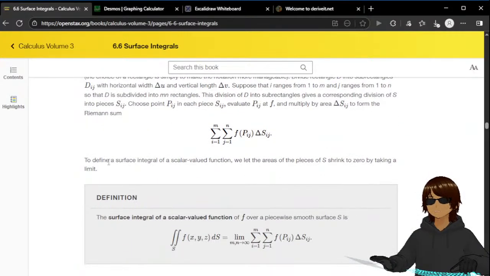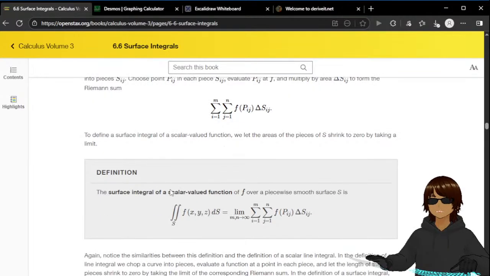To define a surface integral of a scalar valued function, we let the areas of the pieces of S shrink to 0 by taking a limit. The surface integral of a scalar valued function f over a piecewise smooth surface S is the integral of f(x,y,z) dS, which equals the limit as m and n go to infinity of the sum of f(Pij) delta Sij.